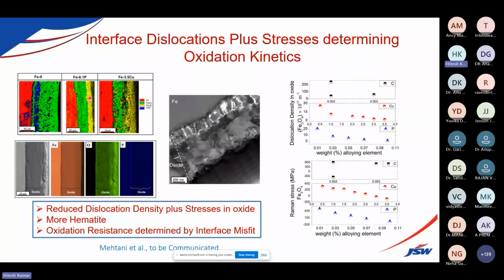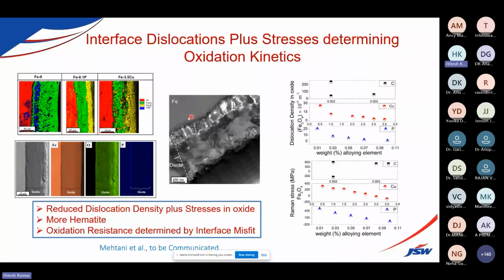Other than that, we are having a phosphorus rich or copper rich oxide layer near the metal oxide interface, which is also improving the oxidation resistance. We'll also try to find out how the dislocation structure is there inside the oxide metal interface or near the oxide metal.